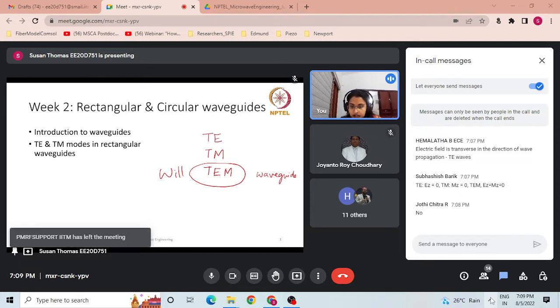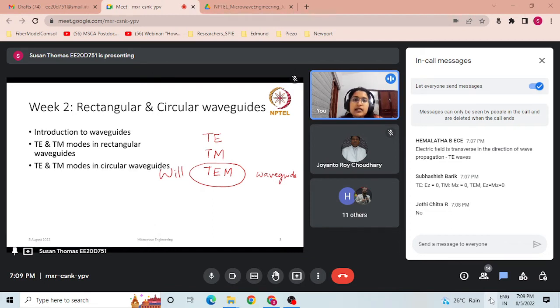Let me go into some more details of the course. The course instructor had discussed the TE and TM modes in rectangular and circular waveguides. I hope you could understand how the professor solved Maxwell's equations to get the electric and magnetic fields in the waveguides. There was also a discussion on attenuation in rectangular and circular waveguides. I hope the lectures had been very clear to you.